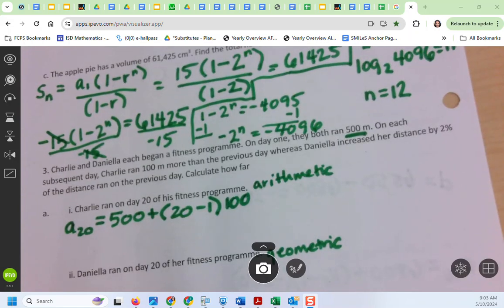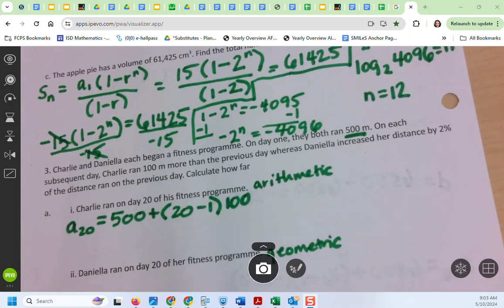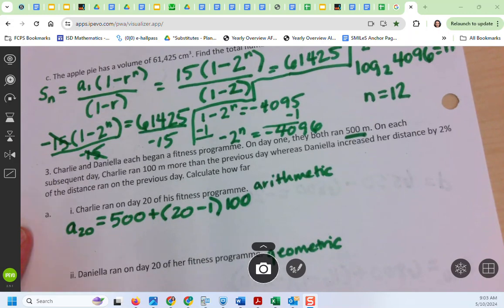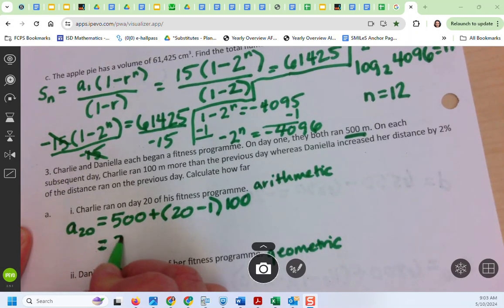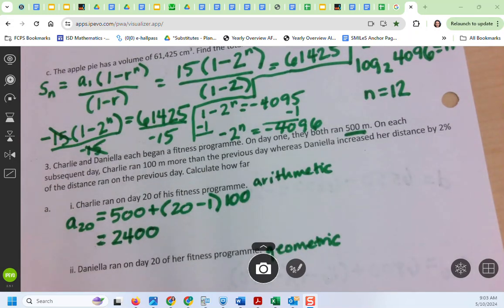All right, so let's see how much this is. All right, so he's running 2,400 on day 20, which is like not that much, right? It's like between 1 and 2 miles. Not too much.